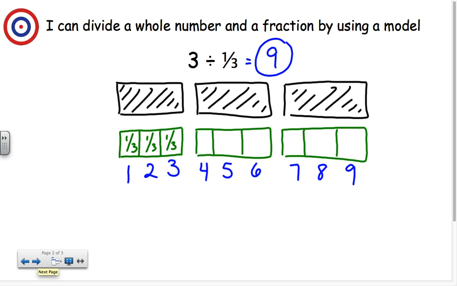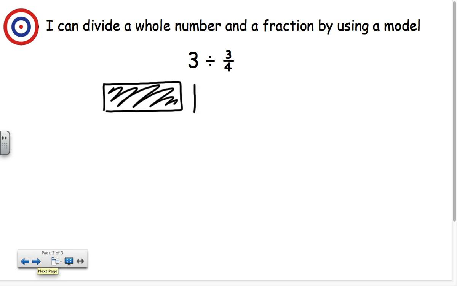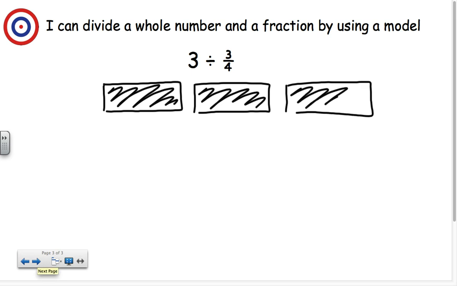All right, let's do one more. Now this time, instead of dividing by 1/3 or 1/2, I'm going to divide by 3/4. So once again, I'm starting here with 3 whole amounts. So I've got all of this. Let's do 2 more whole pieces. So as you can see, this would represent 3 whole amounts. Now I'm going to find out how many 3/4 size pieces I can get. So underneath here, I'm going to draw another model, but this time I'm going to divide it up into fourths.